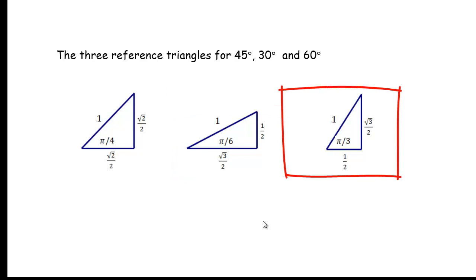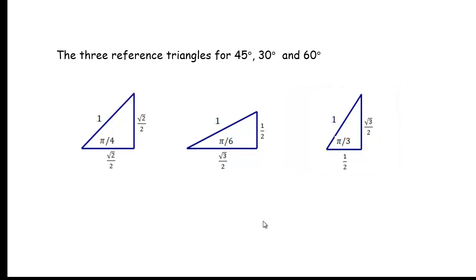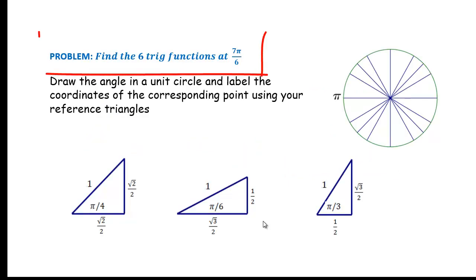And for pi over 3, those two sides just switch. The adjacent side is the shorter one, and the opposite side is the longer one. Memorize those, make flashcards for those, and you'll see how we use those in the next problem. Alright, so here's a problem. Find the 6 trig functions at 7 pi over 6.